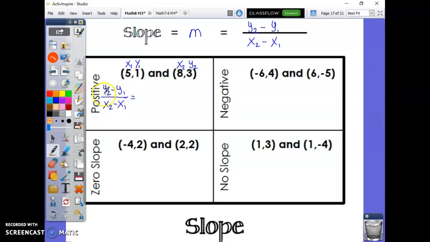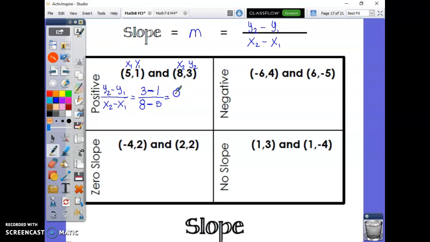What's my y2? y2 is 3. So 3 minus, from the formula, y1, which is 1, divided by x2. x2 is 8. Minus, from the formula, x1, which is 5.